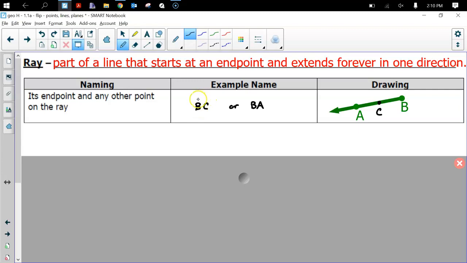So the little ray symbol would always point to the right like that. And you can see here's the endpoint in the little symbol, and here's the endpoint below it. Endpoint in the symbol, endpoint below it. So the arrow always points to the right. The first letter is always the endpoint.